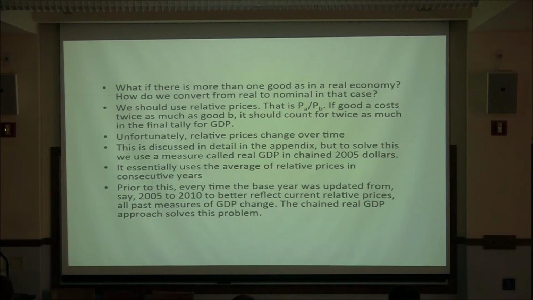Then every 10 years, they'd say, okay, it's probably the case that the relative prices have changed over time in the last 10 years. So the relative prices we're using today are way out of whack to what they should be. So now we're going to use the relative prices in 2015 instead of 2005. The problem with that approach is that when you use these new relative prices, it changes every past real GDP measurement that you've had.